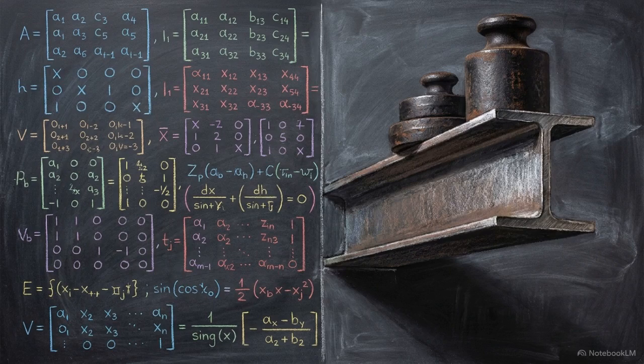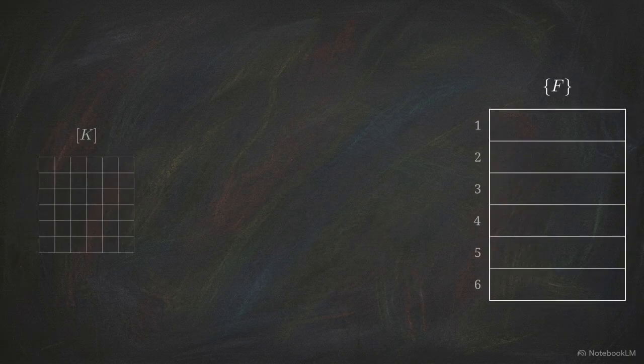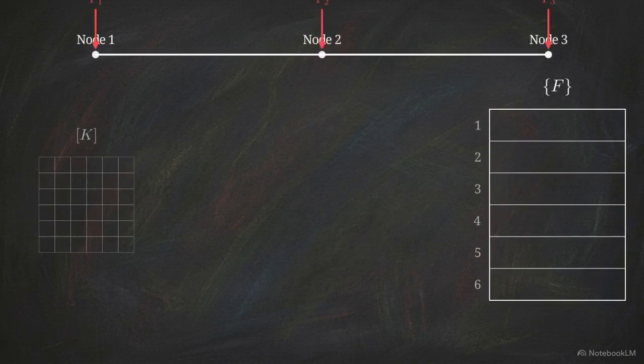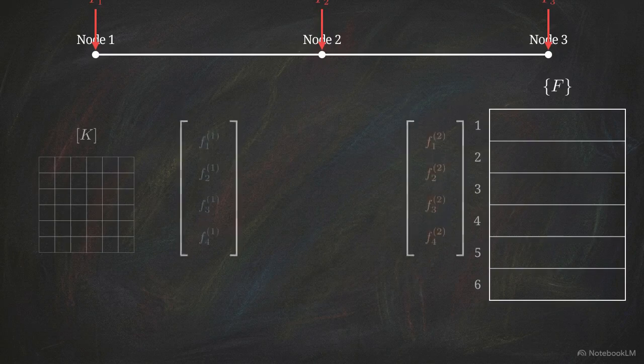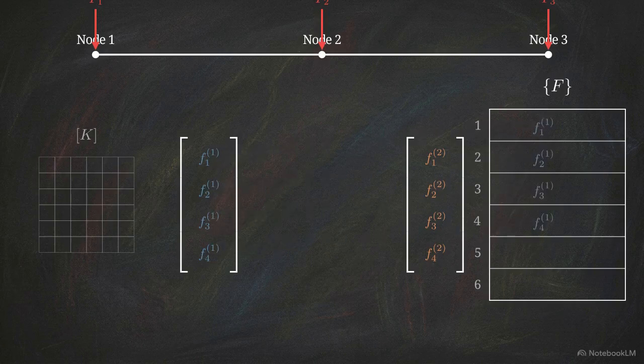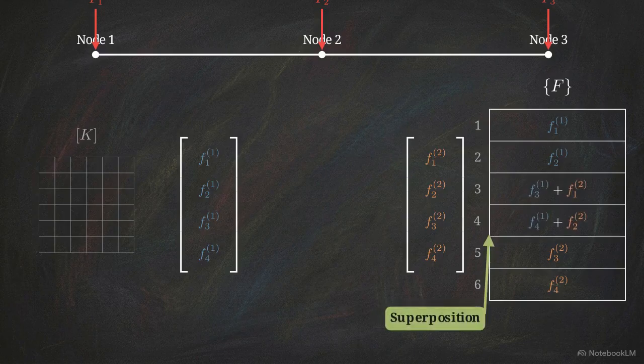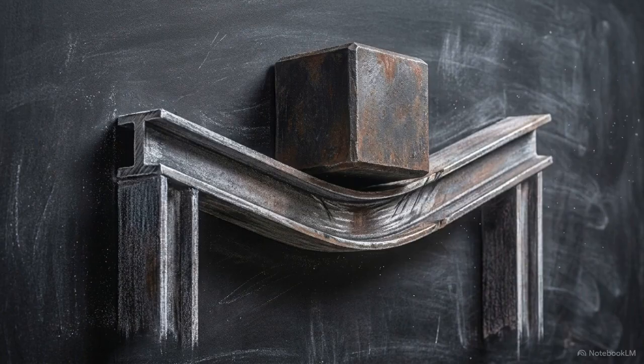Stiffness represents one side of the structural equilibrium equation. The other side governs the forces acting upon the system. We establish a global force array as a 6x1 column vector to match our 6 degrees of freedom. The forces acting on individual elements must also be mapped to these global coordinates. Loads from element 1 map into the top of the vector, while loads from element 2 map into the bottom. Following the rule of superposition, the force terms mapping to the shared joint at node 2 are algebraically summed. This accumulation ensures that any load applied at a joint distributes its effect across both adjacent structural elements.